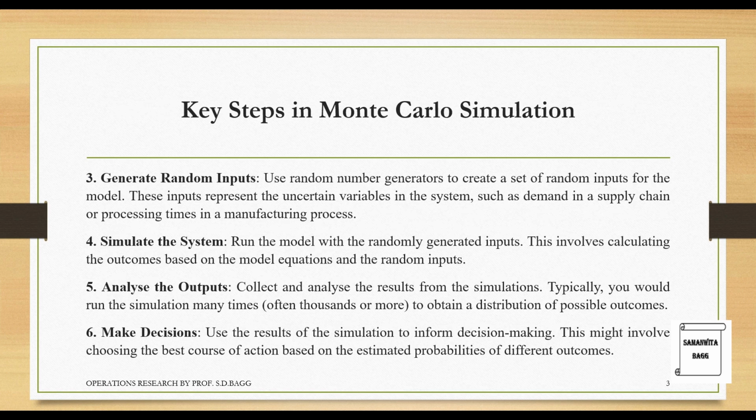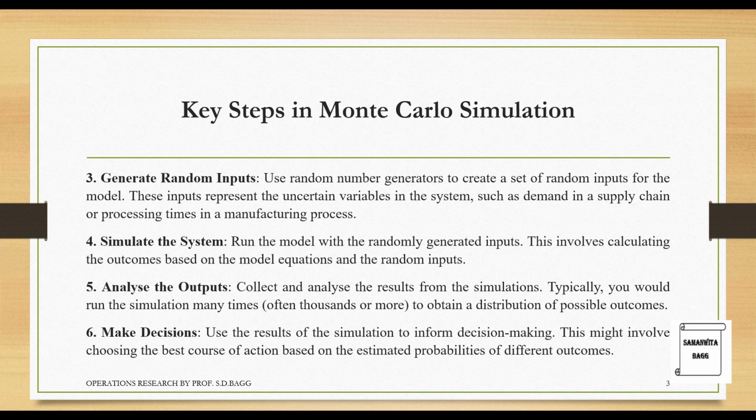The third one is to generate random inputs. Use random number generators to create a set of random inputs for the model. These inputs represent the uncertain variables in the system, such as demand in a supply chain or processing times in a manufacturing process. So you will have to next generate some random numbers. Then the fourth step is to simulate the system. Run the model with the randomly generated inputs.